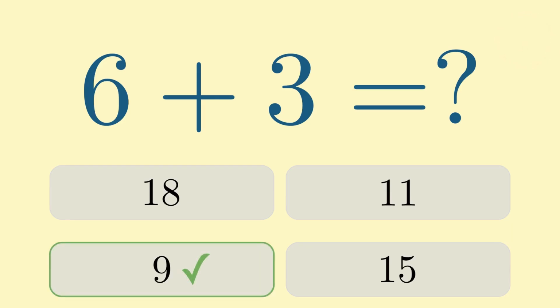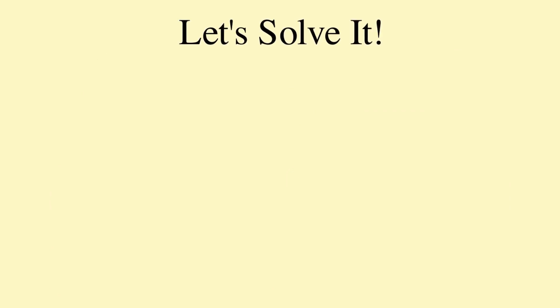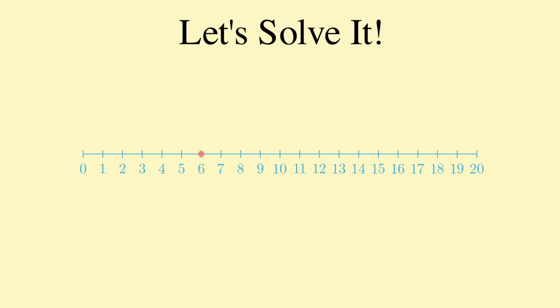Now, let's see how we got this answer. When adding 6 and 3, we align them in column format. 6 plus 3 equals 9. We can also use a number line. Start at 6 and move 3 steps forward.